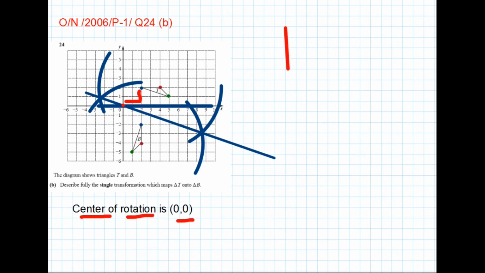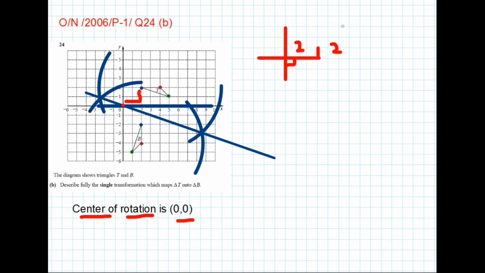To find the angle of rotation, we take the help of the plus sign. The distance from the center of rotation to the blue vertex of triangle T is 2 blocks right and 2 blocks up.